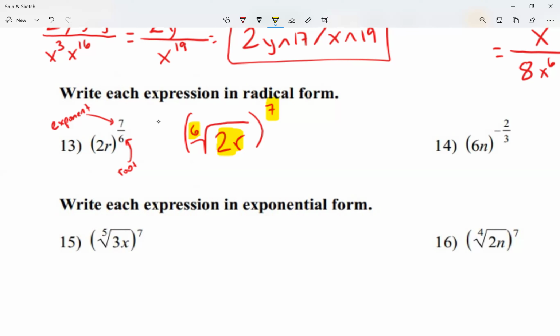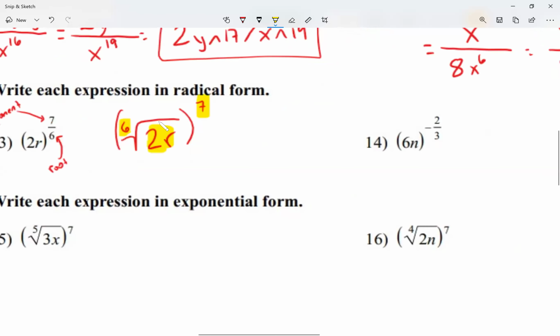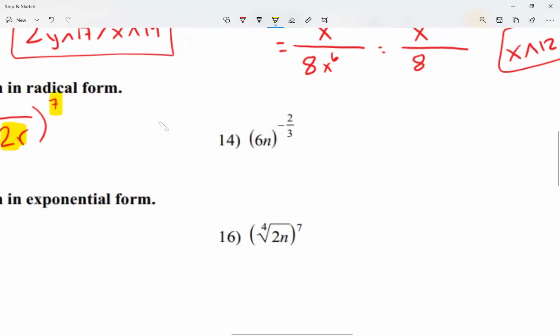I want to make sure that you understand what goes inside the radical. I also want to make sure you understand how this fraction is split: that 7 stays as the exponent and 6 becomes the root. So let's take a look at question number 14.